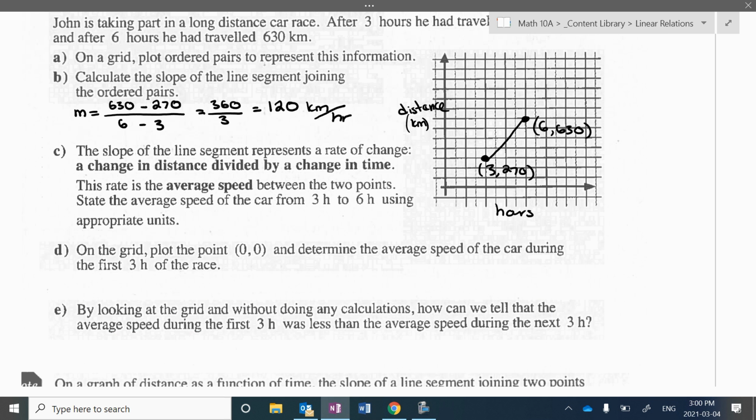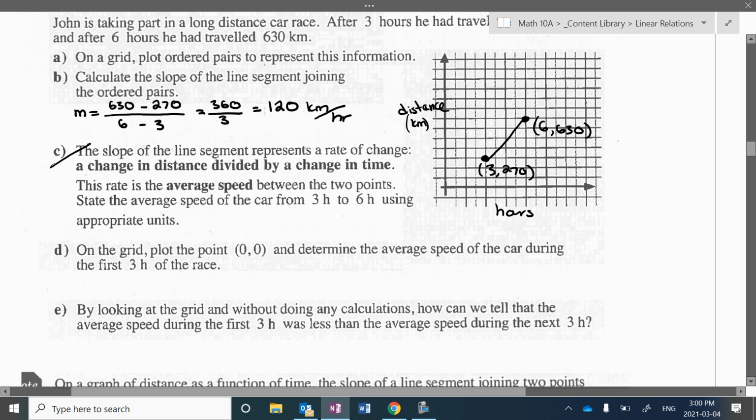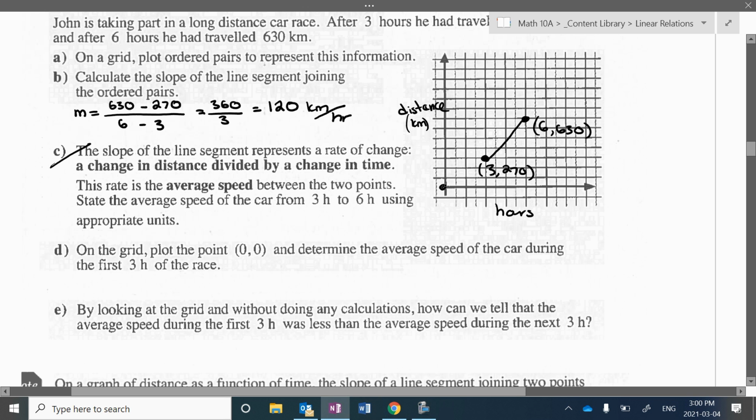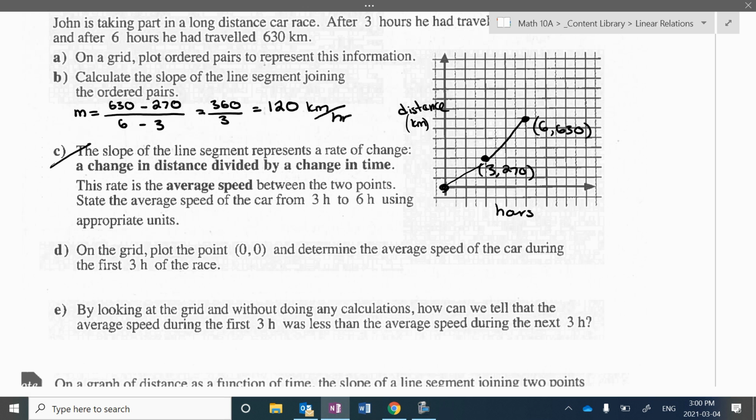The slope, so I did C in question B by putting in our speed. Our slope in this example is actually changing. So in theory, they're going to start at 0 hours and 0 distance from the beginning. And then the slope changes. So let's find out the speed he was going initially at the beginning of this race.